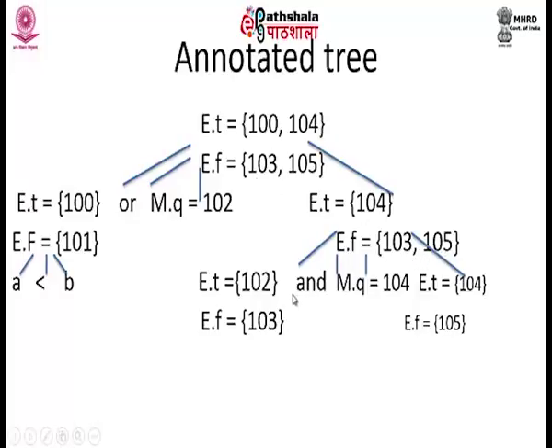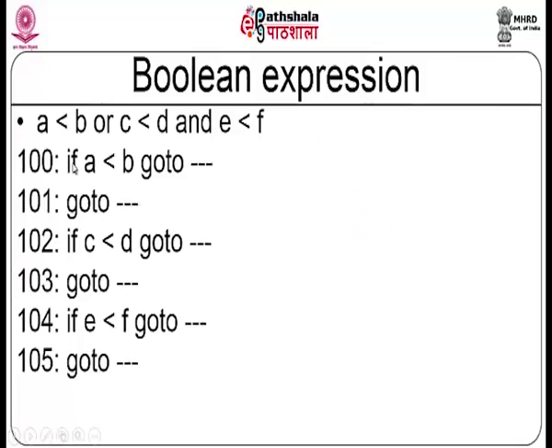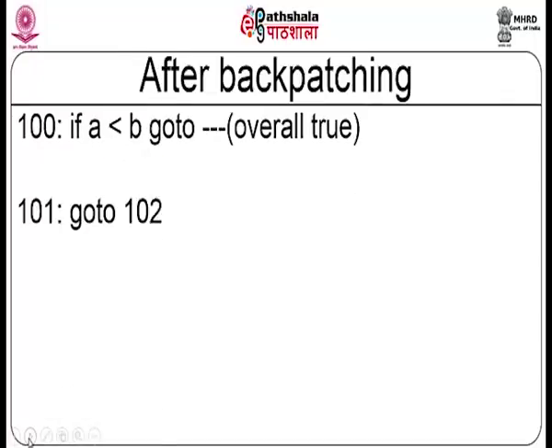After that, what it basically says is that the entire expression's true will be 100 comma 104, and the entire expression's false will be 103 comma 105. So, at 100 comma 104 you should say true and true, the expression's true. At 103 and 105 I should say false and false, which is the same result which we got earlier. So, this is overall true.